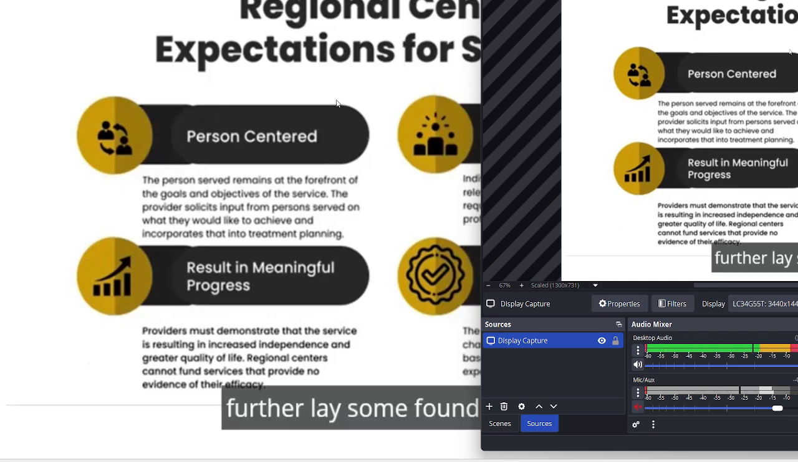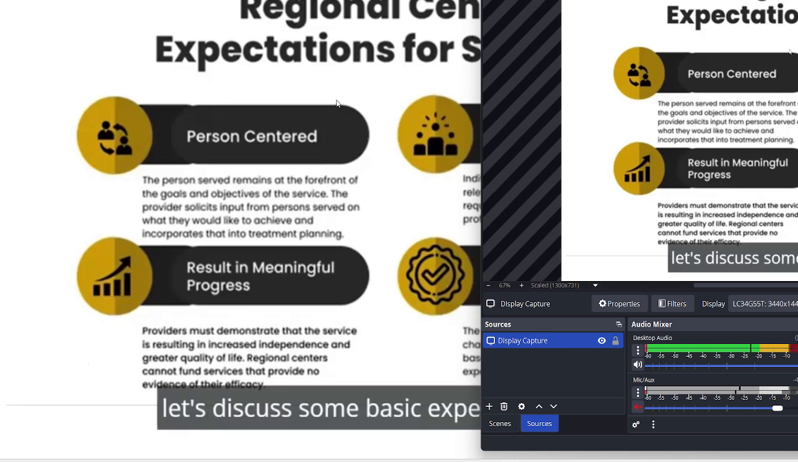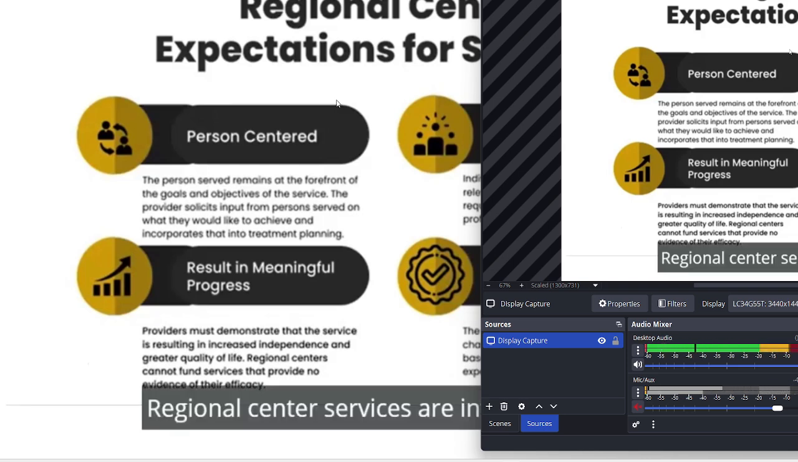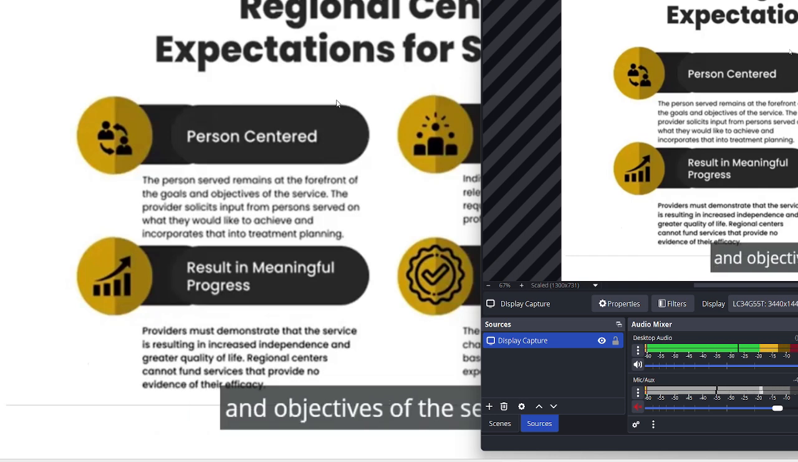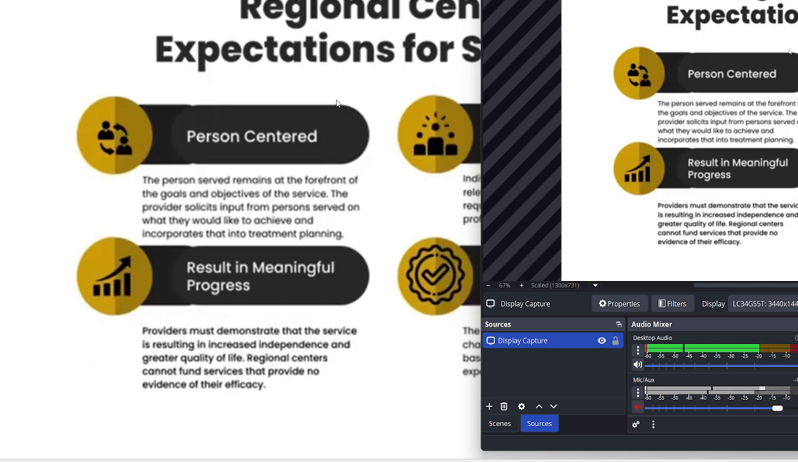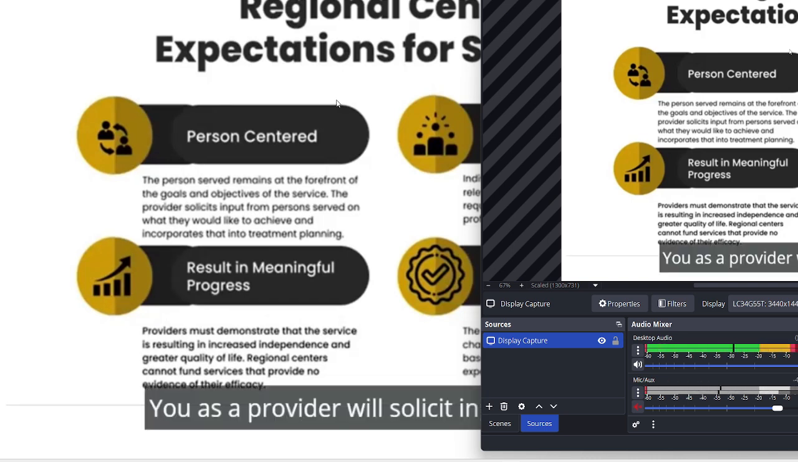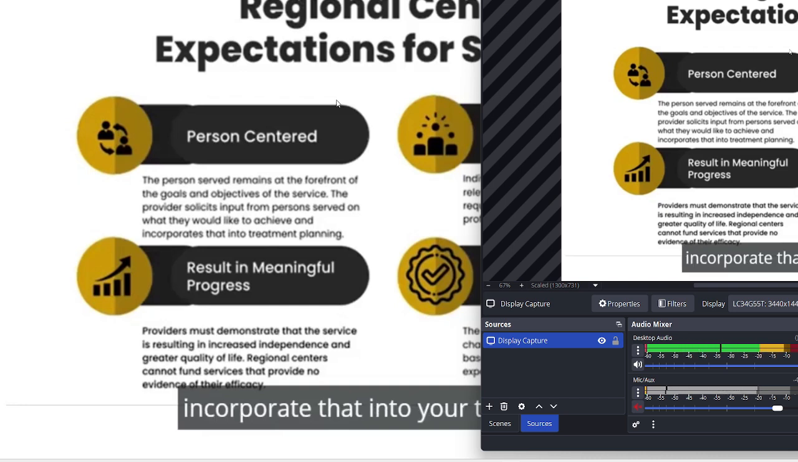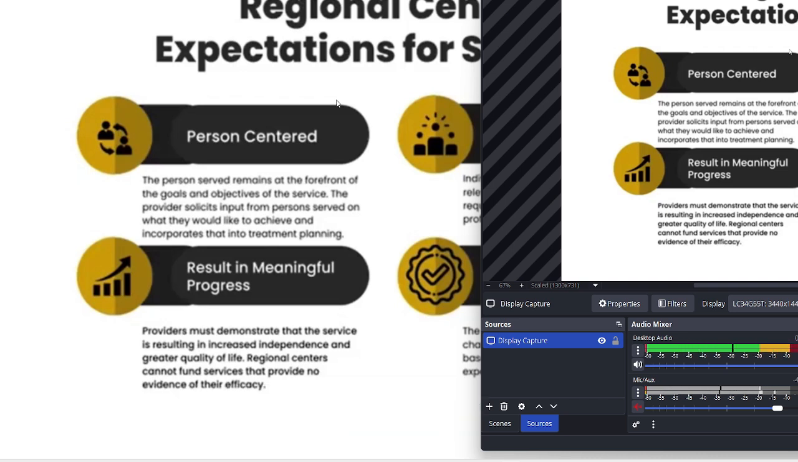To further lay some foundation, let's discuss some basic expectations for regional center therapeutic services. Regional center services are intended to be person-centered, meaning that the person served remains at the forefront of the goals and objectives of the service. You, as a provider, will solicit input from the people that you serve on what they would like to achieve and incorporate that into your treatment planning.